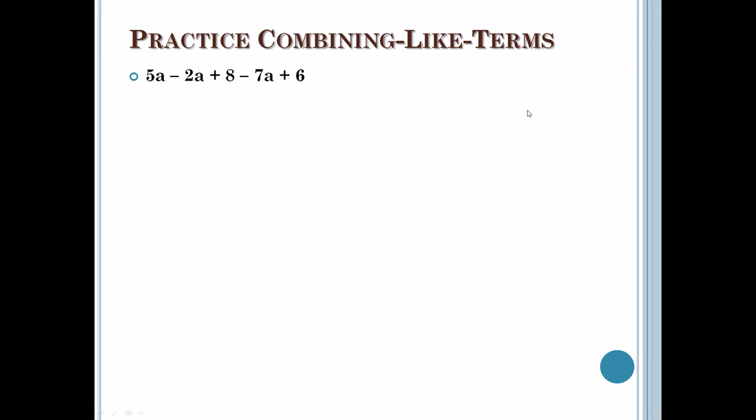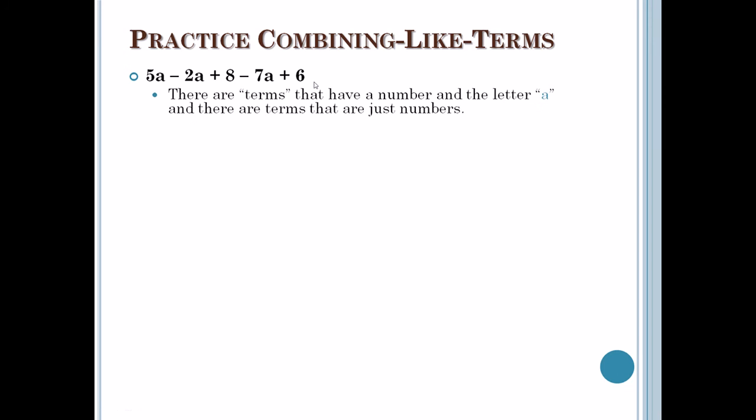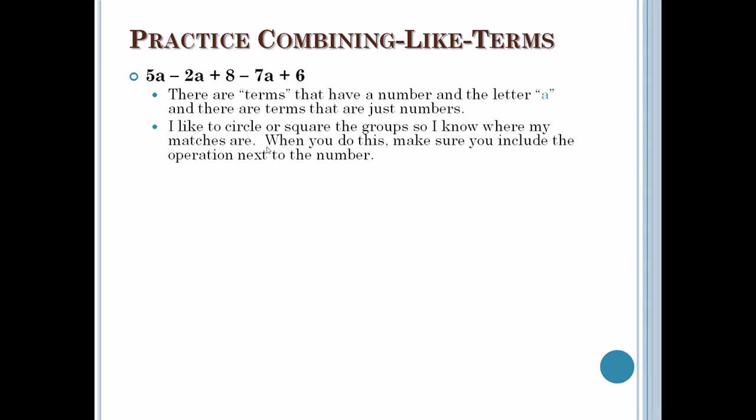So let's practice. Okay. Whoa, those aren't all alike. 5a take away 2a plus 8 take away 7a plus 6. Some of them have terms which are a number and a letter, like the letter a, and some of them are just numbers. But what we're going to do is group up the ones that match. You can use squares and rectangles, and when you group them, make sure you include the operation next to the number.